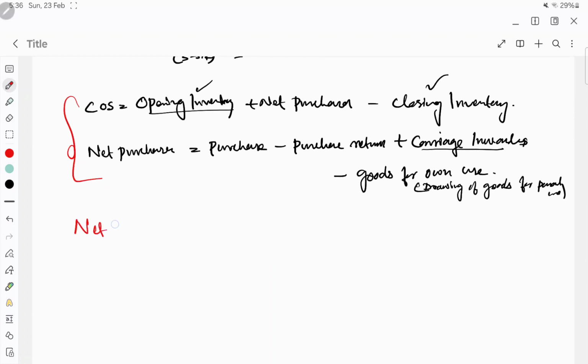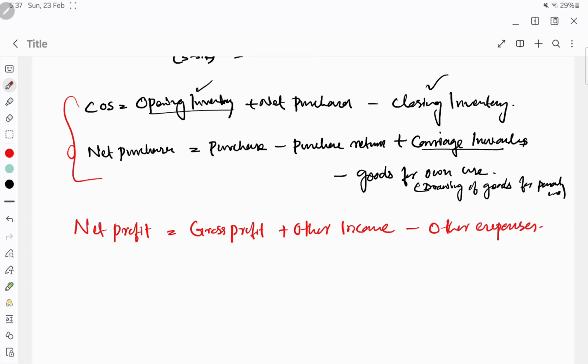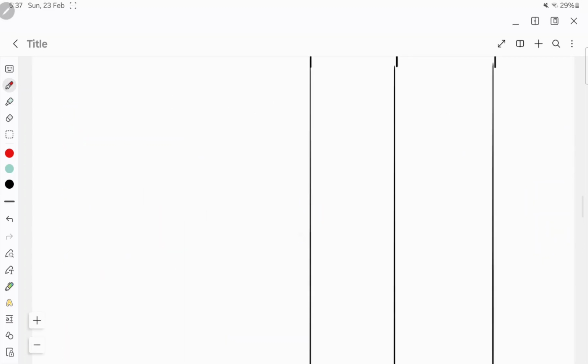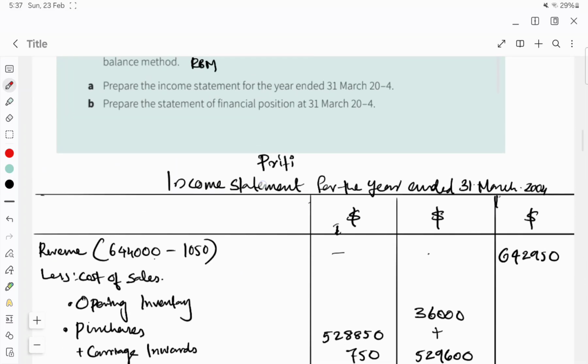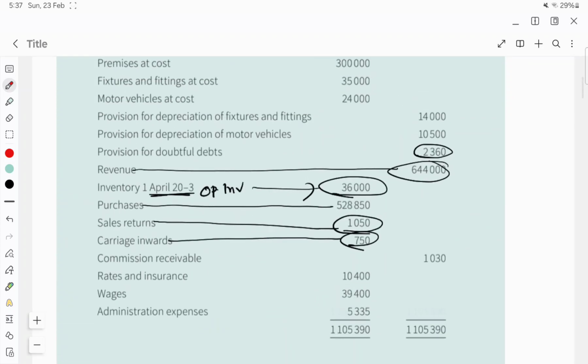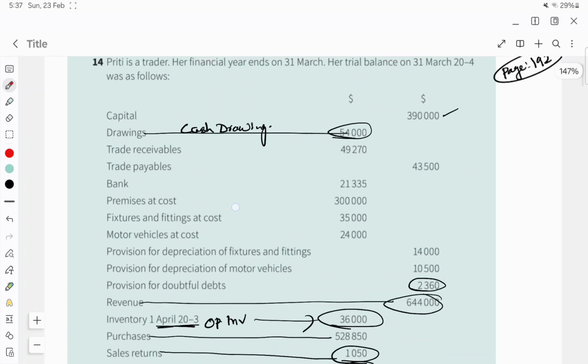Now what is net profit? Net profit is equal to gross profit plus other income. If there is any other income, it should be added. Other income minus other expenses. Other expenses. Okay. So gross profit we already got. Now we will add other income. So identify what are the income which is available in your question.